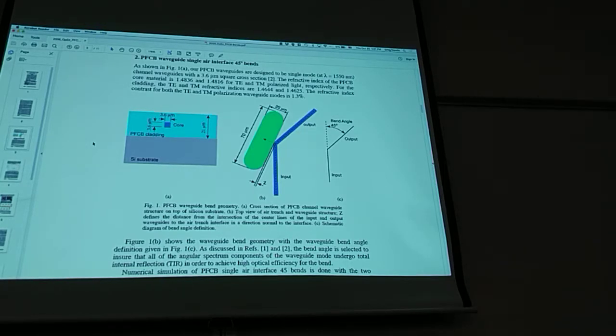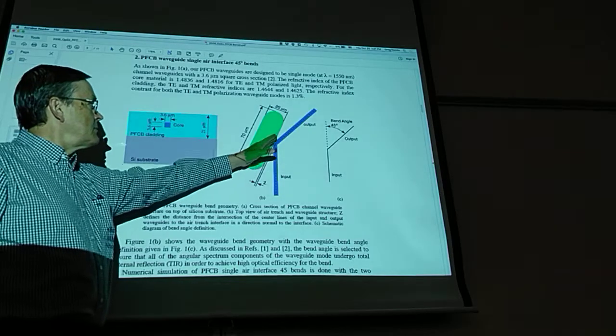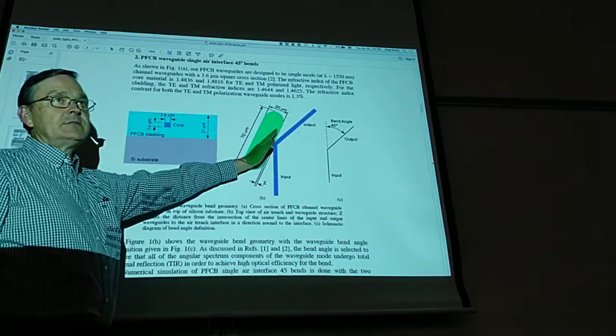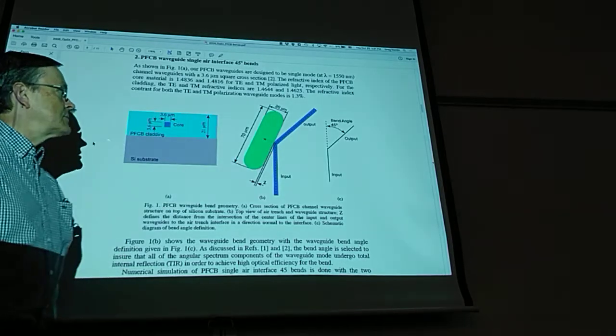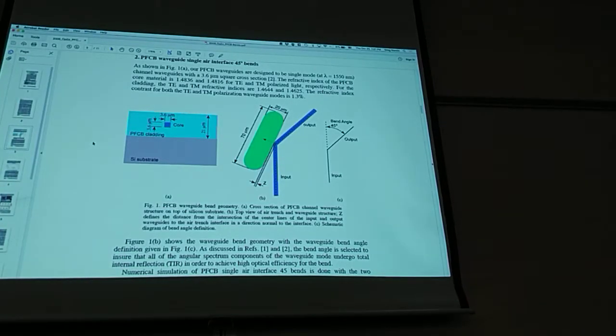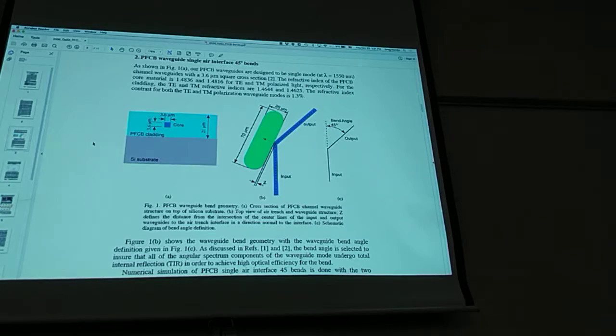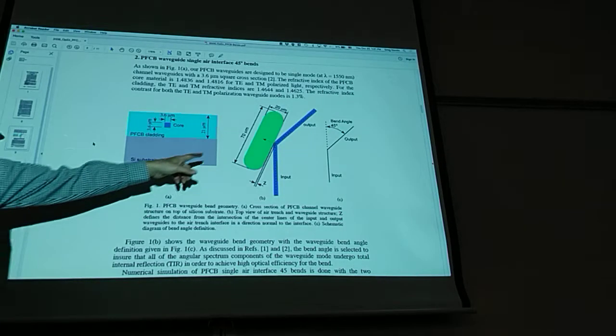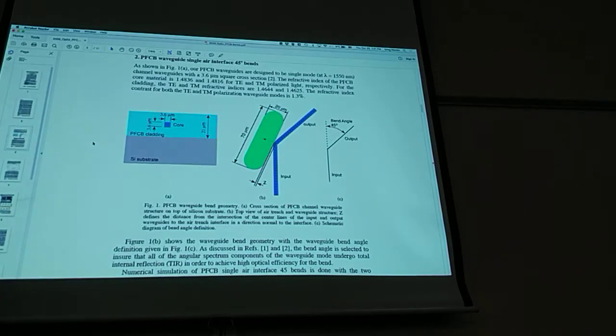So what we wanted to do was take materials that have low refractive index contrast between the core and the clad and make really tight bends. And so to make a tight bend, we would etch into the material to create a surface at which we can get total internal reflection. And so here you can see we've got a bend angle of 45 degrees.